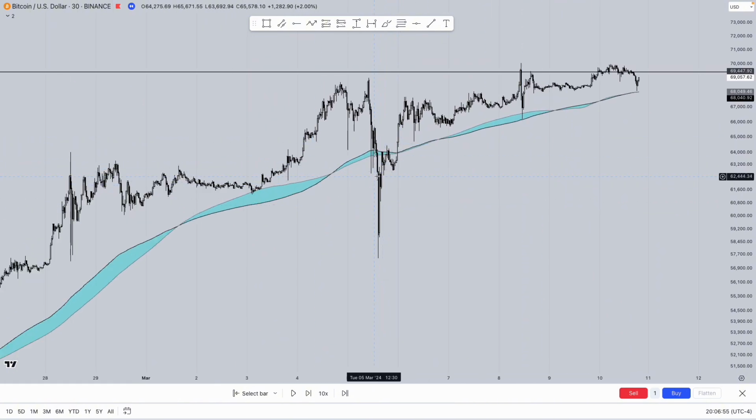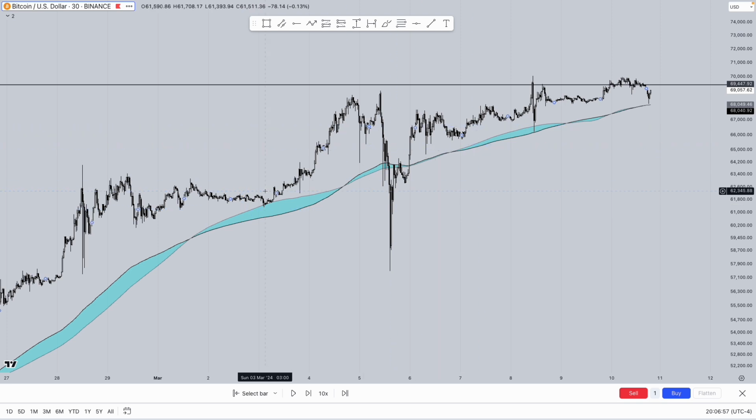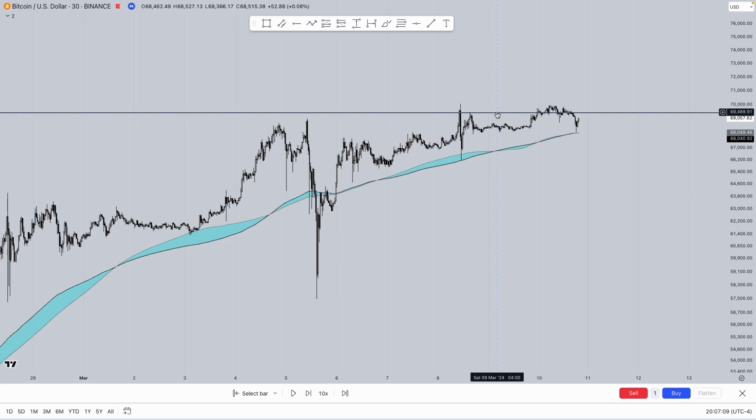Here it was a bit chopped up, but we did reclaim it, and you can see it held as support here, here as well, and we just almost tested it here. But basically, the 30-minute trend is acting as support on the way up. So you can see we have just tested this all-time high level here.